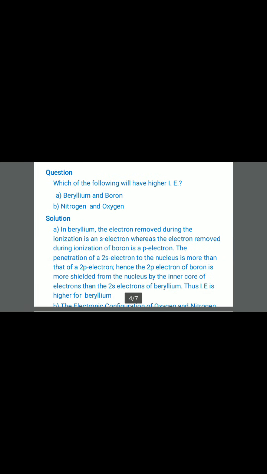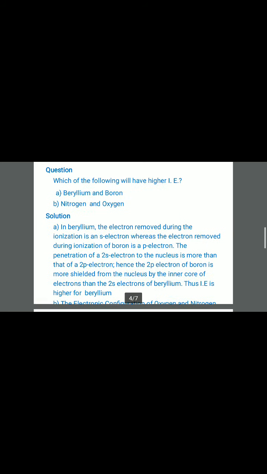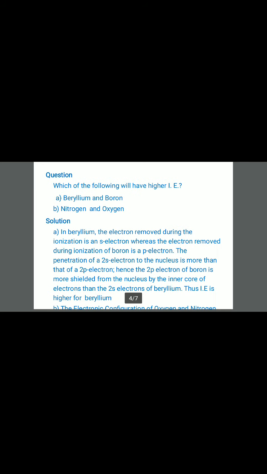Now here are some questions based upon ionization enthalpy for you. Which of the following will have higher ionization enthalpy? Beryllium and boron. You have to find out which one of beryllium and boron has higher ionization enthalpy. Second part, out of nitrogen and oxygen, which has higher ionization enthalpy? Let us start with part A, and part B is directly given as an answer and you have to solve part B by yourself.